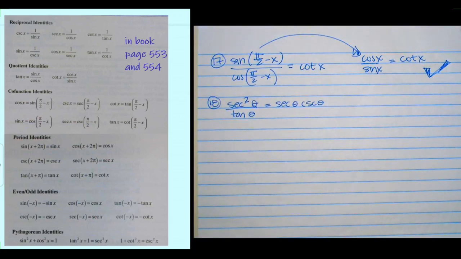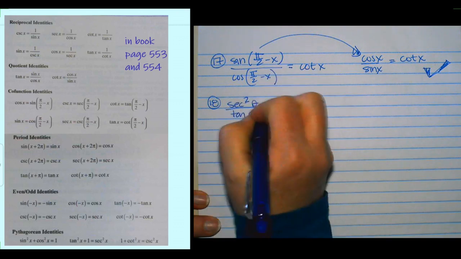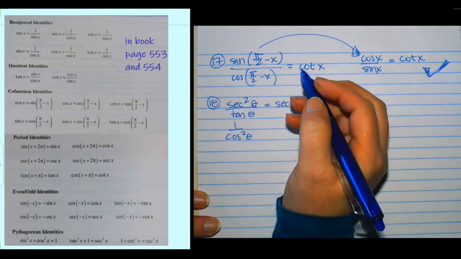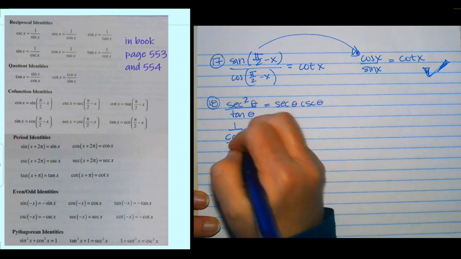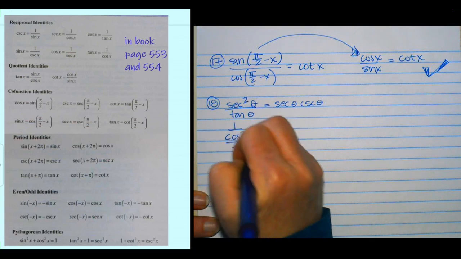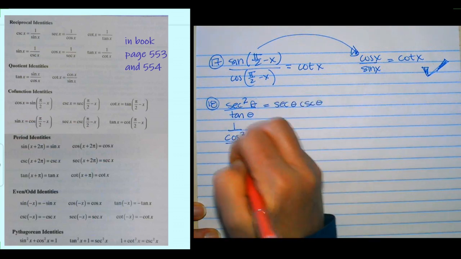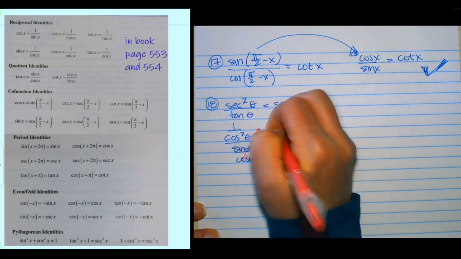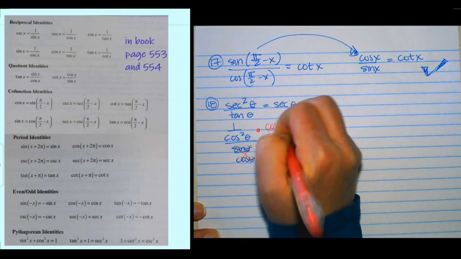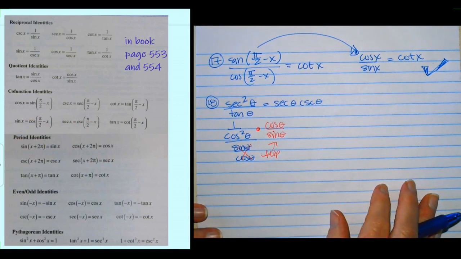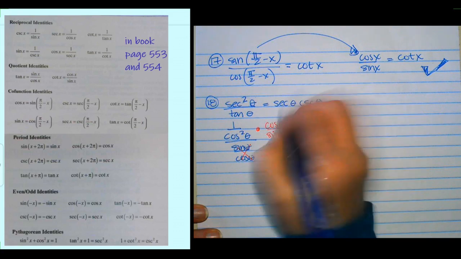Okay, and here's 18. So 18 says secant squared theta over tangent theta equals secant theta cosecant theta. So again, I'm going to take the left-hand route. Secant squared is equal to 1 over cosine squared over tangent is equal to sine over cosine. If I divide by a fraction, then I change the division into multiplication and flip it over.